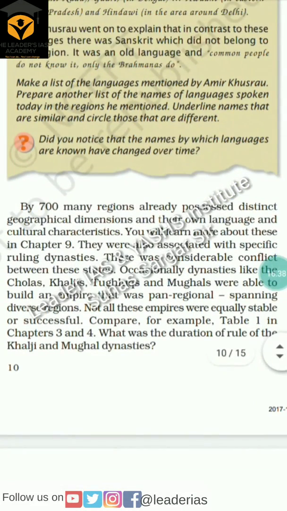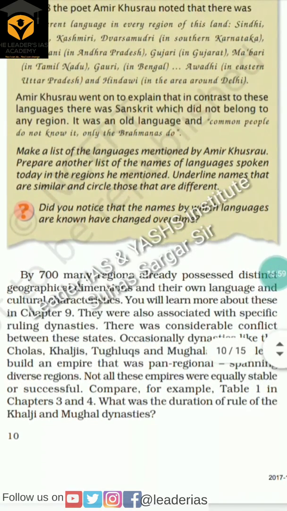By 700, many regions already possessed distinct geographical dimensions and their own language and cultural characteristics. You will learn more about these in chapter 9. They were also associated with specific ruling dynasties. There was considerable conflict between these states. Occasionally, dynasties like the Cholas, Khaljis, Tughlaqs and Mughals were able to build an empire that was pan-regional, spanning diverse regions.